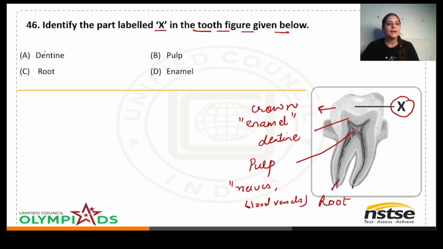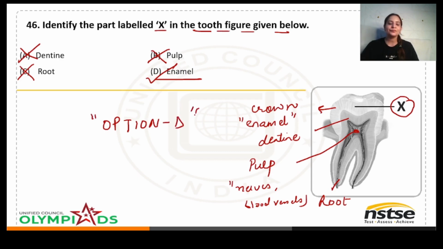So I hope you can recognize X now. X is basically not dentine, because dentine is present below it. It is not pulp, because pulp is present below dentine, this portion, and it has nerves and blood vessels in it. Root, no, because root is this part. So yes, it is enamel. Therefore X is identified as enamel. Therefore option D is the correct answer.